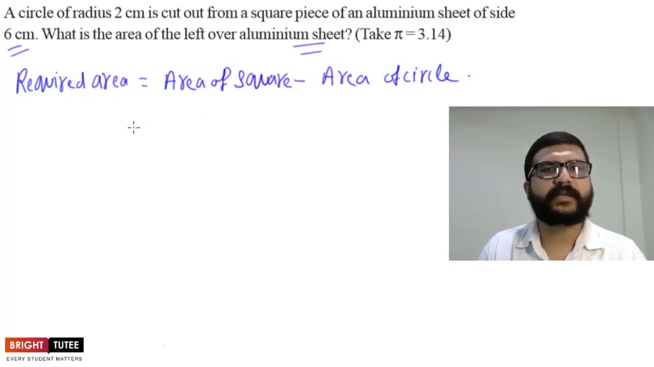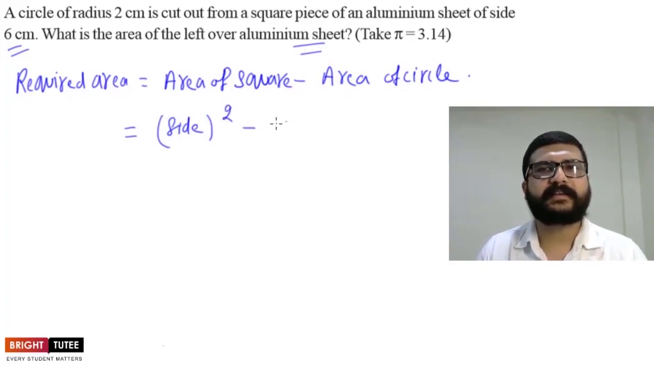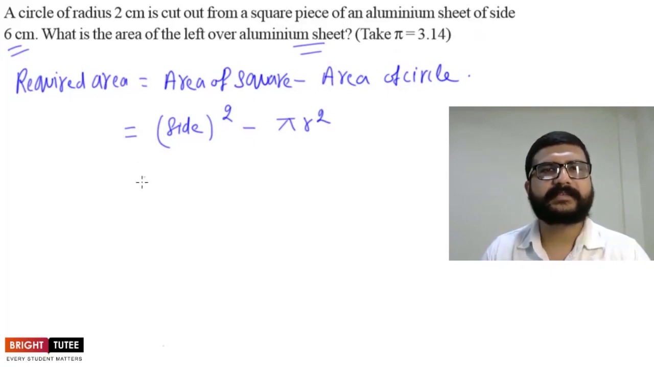Now how do we find the area of the square? It is side square. So this will be side square minus the area of the circle. It means it is pi r square. Now let's put the values here. The side length of the square is given as 6 centimeters.